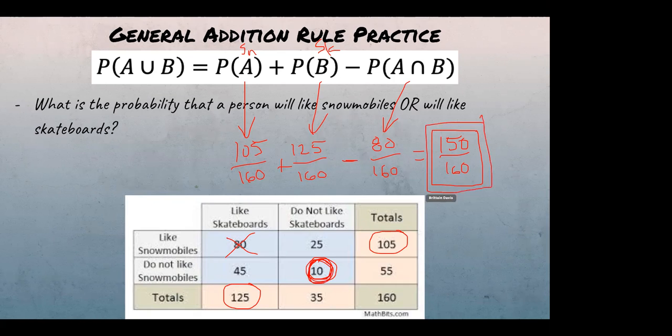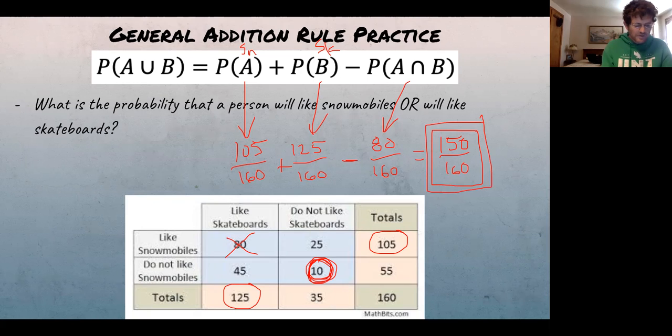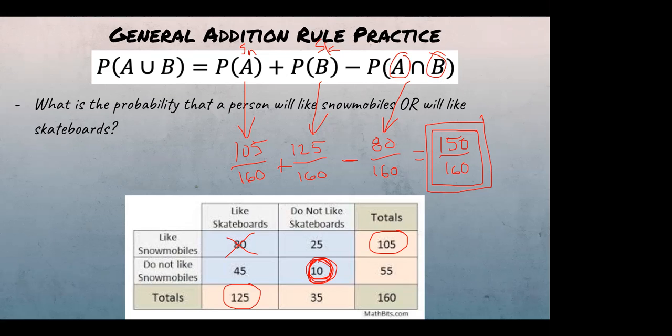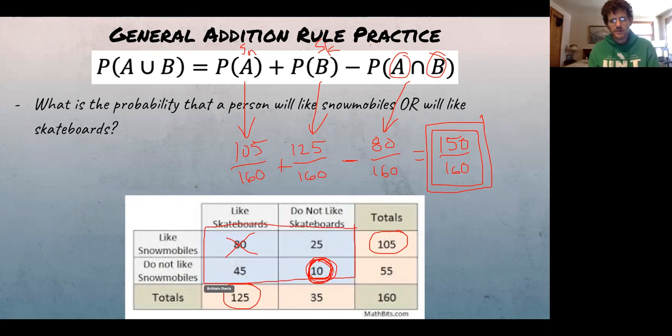Wait, I have a quick question. Yeah, go for it. So when you're subtracting the probability of both, why did you only use 80 over 160 and not 105 over 160? Okay, so this is the probability of A and B. And when two events are true, that's found here in the middle of the table. Oh, I was looking at the table wrong. Oh, okay, no worries then.